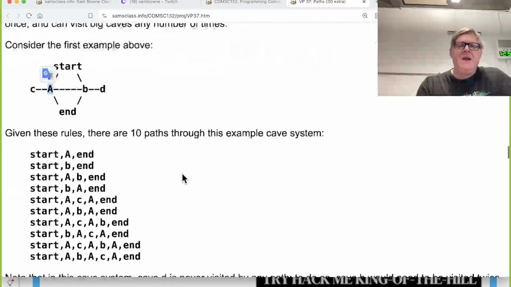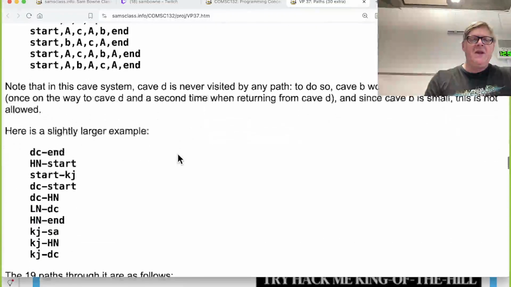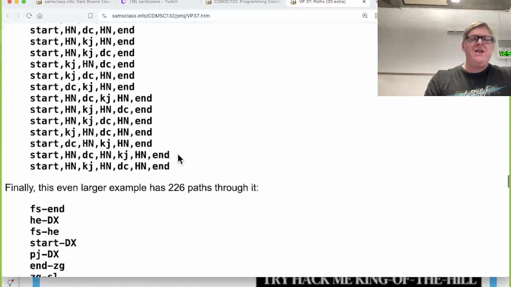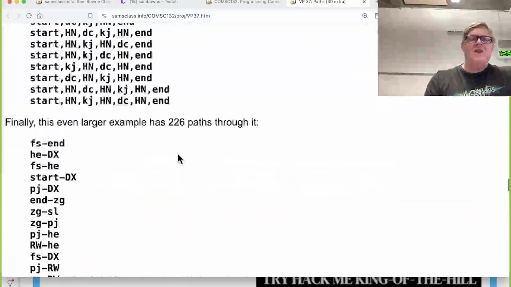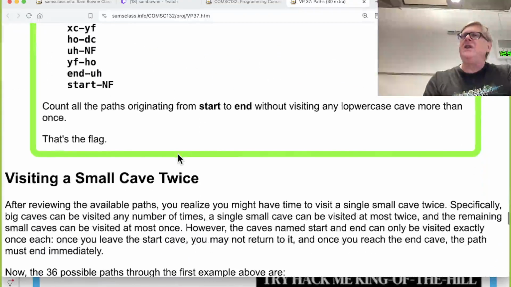So now you have paths like this: start, A, C, A, B, end. And so there's more paths through it. Here's a larger example with 19 paths through it, and here's a larger example, and now it has 226 paths through it. So, you get a little practice traversing these things.